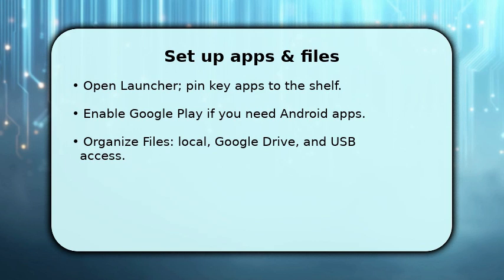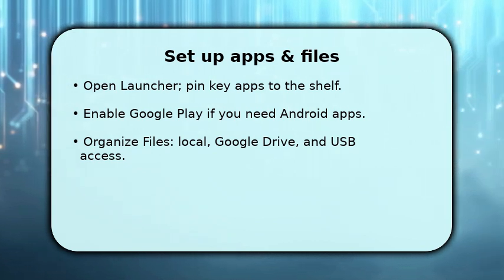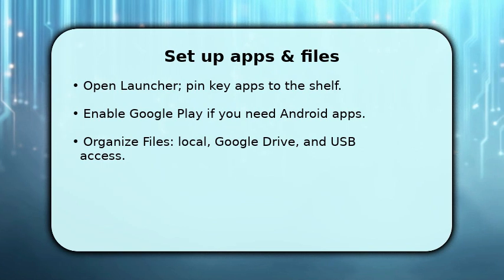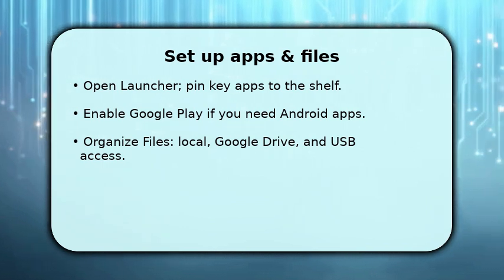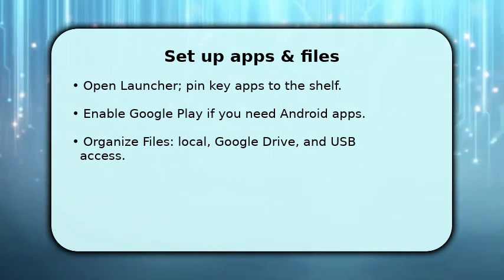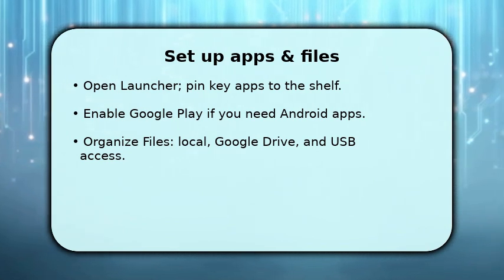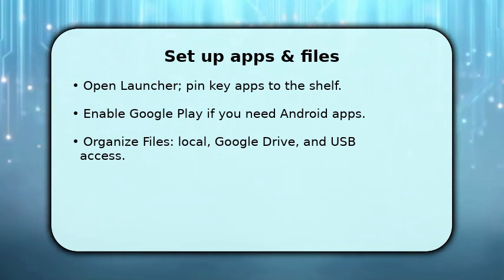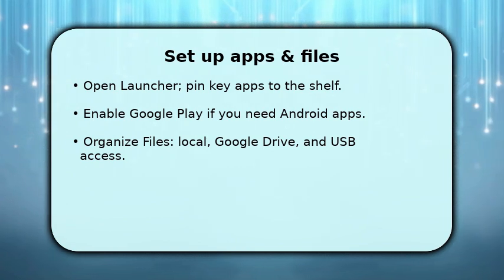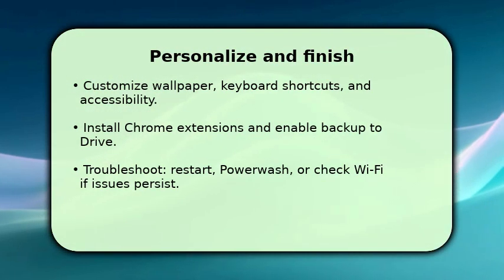Next, open the Files app to organize local folders and connect Google Drive so documents sync automatically. Add a USB or SD card if needed. Make sure app permissions are appropriate and set default apps for PDFs and images so you don't have to choose each time. You should now personalize your Chromebook.